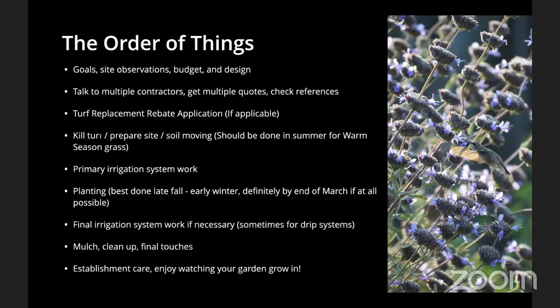From there, once you get approved for your application, if you're doing that, kill turf or deal with weeds, prepare the site. If you have to move soil, if you're digging your dry stream bed and maybe using that soil to build some interesting mounds for extra drainage somewhere else, you can do that. If you have that Bermuda grass, ideally that's done in summer for Bermuda grass or any of those other warm season grasses that we talk more about in the turf removal workshop, because it's most active in summer. You want to be done with and know your turf is dead before you hit the later fall when it's starting to cool off.